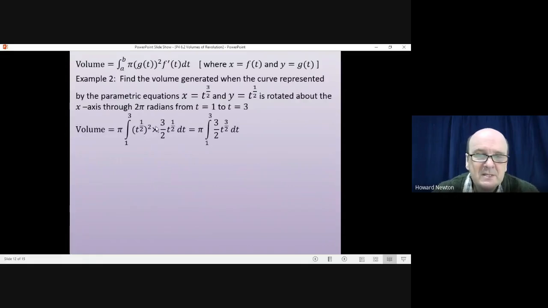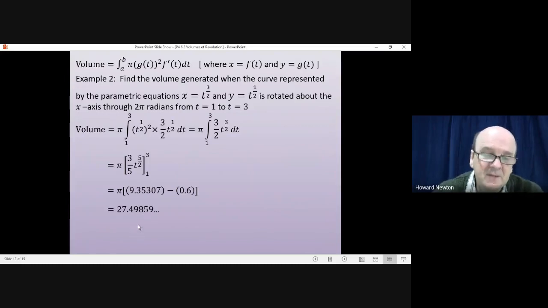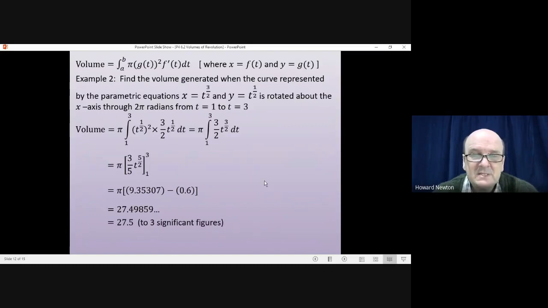Okay, let's have a look. So when I square this bracket, I'll get t to the power of 1. Timesing that by t to the half gives me t to the 3 over 2. That's what I need to integrate. Integrating that will give me 3/5 t to the power of 5 over 2. Then I need to put in the limits, t equals 1 and t equals 3. And that will give me that. Popping all that in the calculator gives me that, which to 3 significant figure accuracy would be 27.5.